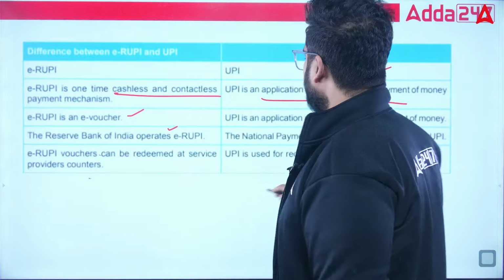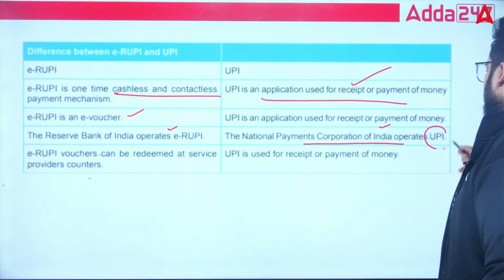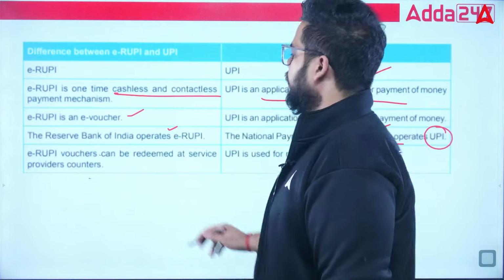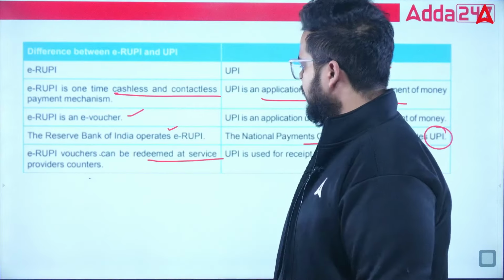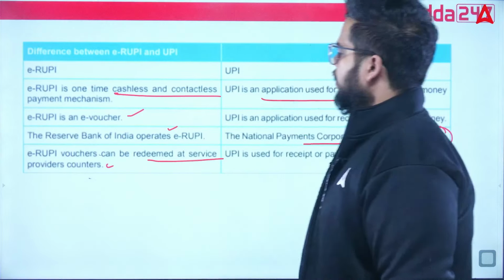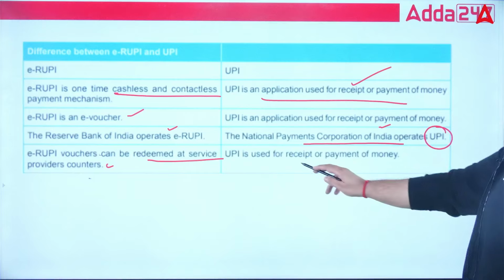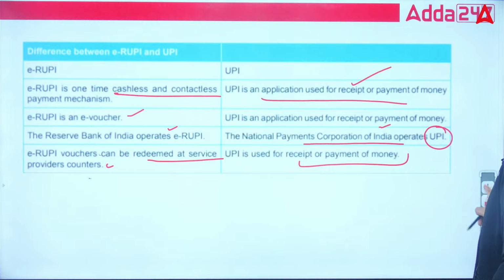RBI operates e-Rupee, NPCI operates UPI. E-Rupee vouchers can be redeemed at service provider counters. UPI is used only for receipt or payment of the money.